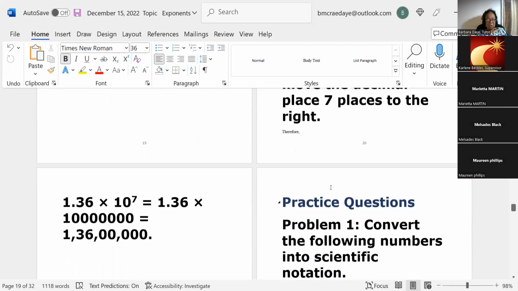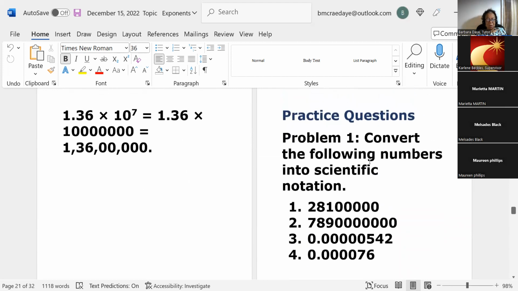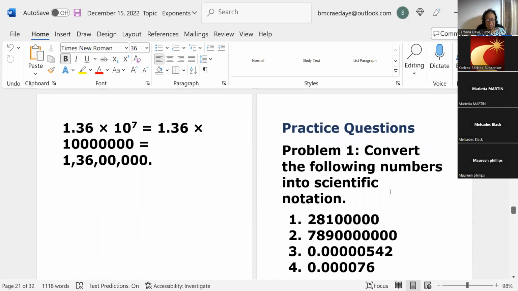Now I want you to practice on these. Write these in scientific notation, and then I'll ask you, what did you get? Should we do it now? Yes, I want you to do that right now.